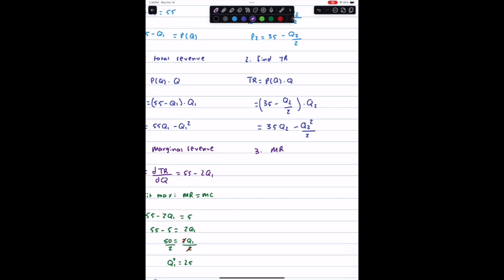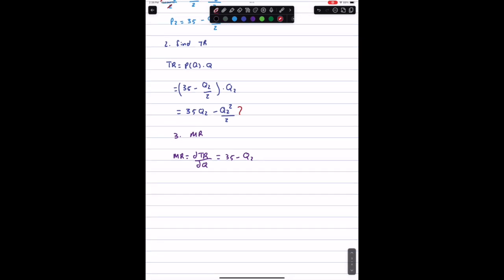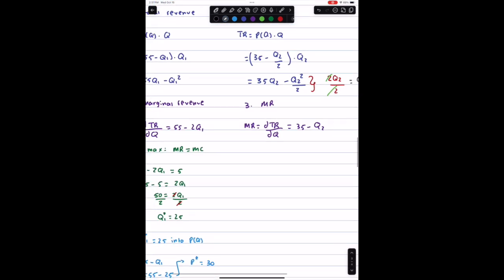We know that marginal revenue is equal to the derivative of total revenue with respect to Q, which is equal to 35 minus Q2. And you may be wondering where we got this Q2 from. We know that the derivative of this is just 2Q2 over 2. We know that the 2's cancel out, and we're just going to be left with Q2. So that's where we get this Q2 from.